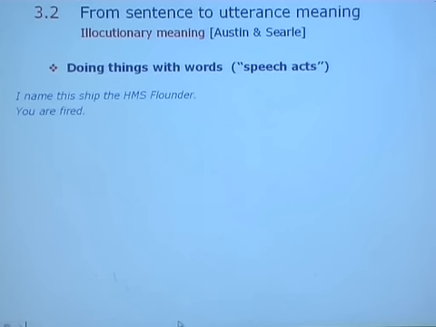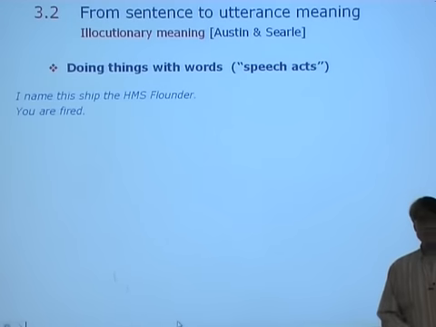Okay, and now we come to something different. When we understand sentences, we understand the propositional meaning that is specified. But we understand more than the propositional meaning. Look at these examples here. I name this ship the HMS Flounder.